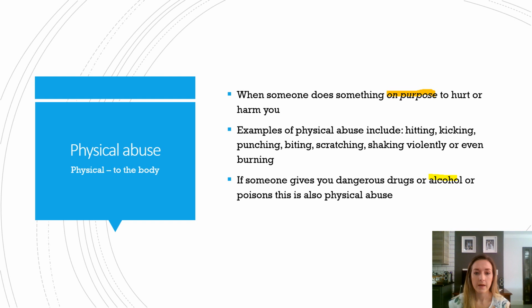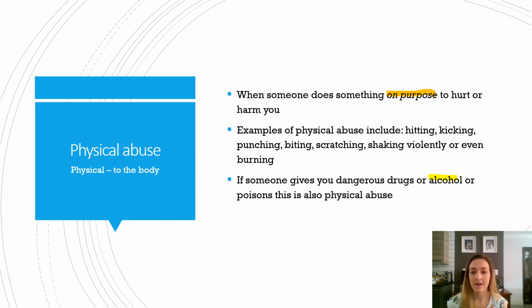Okay. Examples of physical abuse include hitting, kicking, punching, biting, scratching, shaking violently, or even burning. Now, each of these things leave a mark on your body, right? If you get hit, you will have a red mark. If you get kicked, you will most probably have a bruise. If you are punched, you will definitely have a bruise. If you are bitten, you get bite marks on you. If you're scratched, you've got fingernail marks on you.